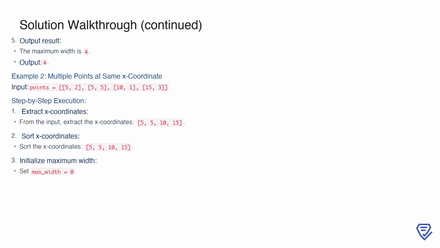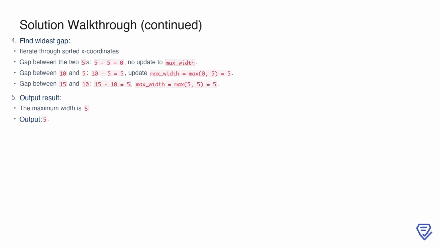As before, we initialize max_width to 0, and we'll calculate the gaps between these sorted x-coordinates. Looking at the sorted x-coordinates 5, 5, 10, 15, we start calculating the gaps. The first gap is between the two 5's, which is 5 - 5 equals 0. Since the gap is 0, max_width remains unchanged at 0.